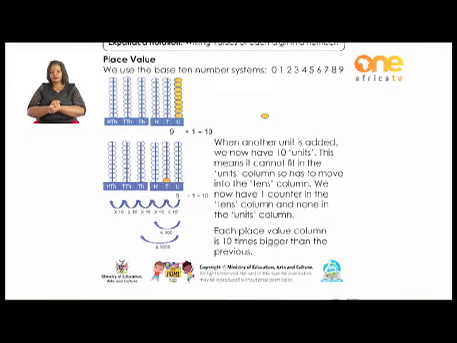You can see that is an abacus, whereby at the bottom there are place values starting from the right to the left. I will repeat that again. Starting from right to left, we have unit, tens, hundreds, thousands, 10,000s, and 100,000s.